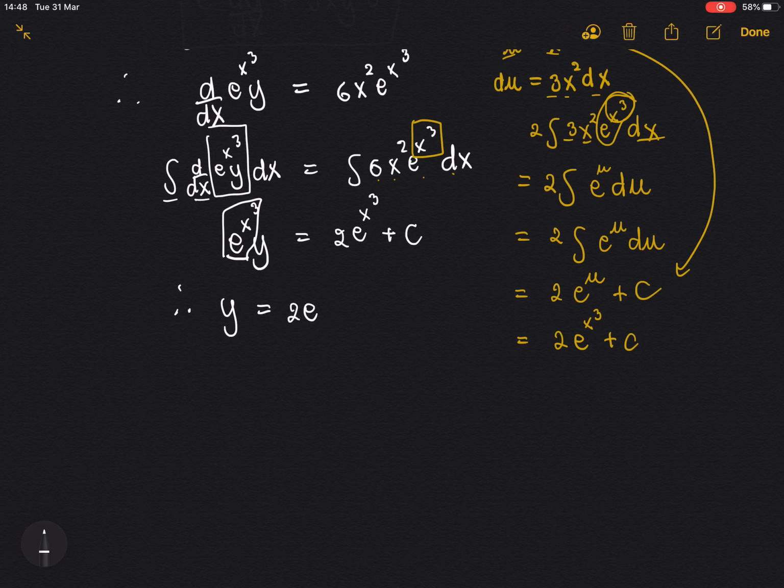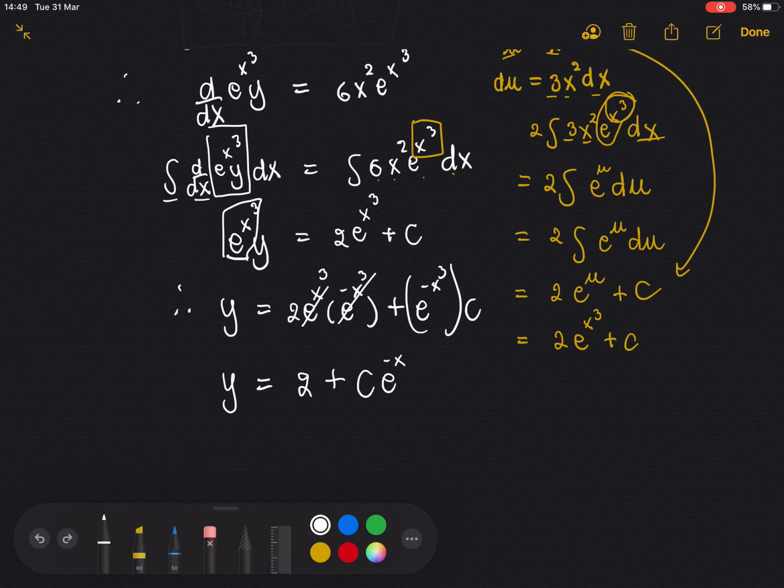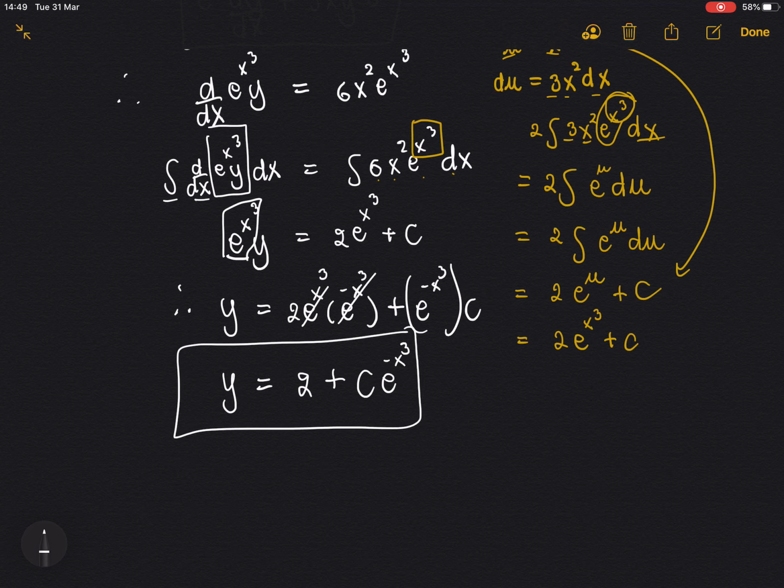So we will have 2 multiplied with the exponentials of x cubed multiplied with that negative term, plus that negative term multiplied with the c. So that one and that one can be cancelled out. Therefore our y is equivalent to 2 plus c multiplied with the exponentials of negative x cubed. Sorry, that should be x cubed, right? So this is our final solution for the first order linear differential equations without any initial conditions, all right?